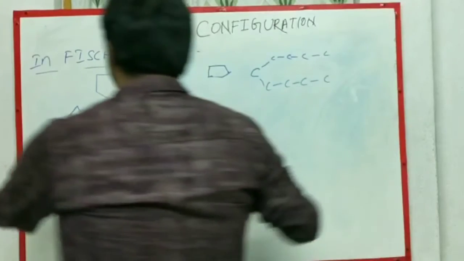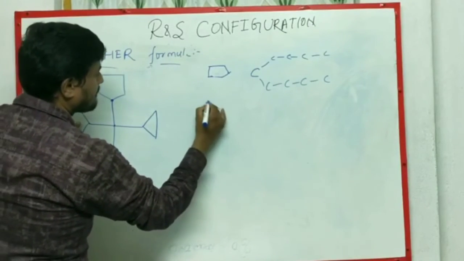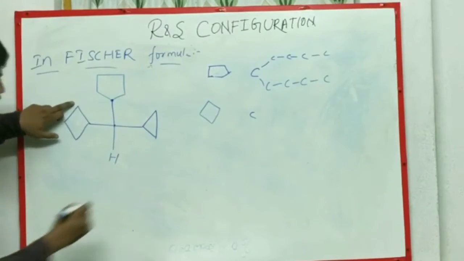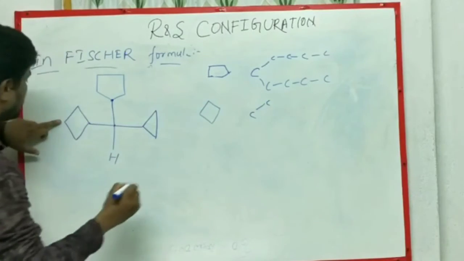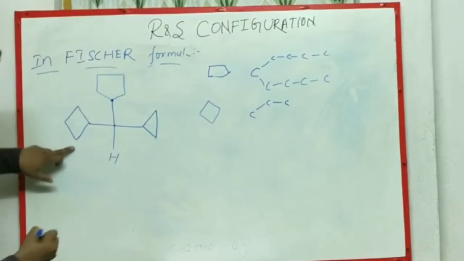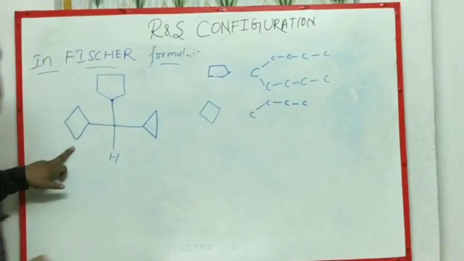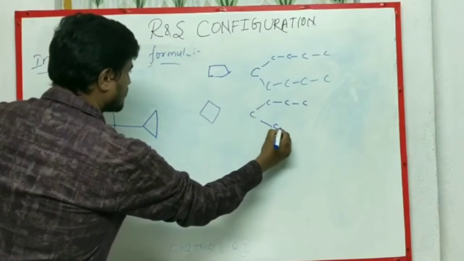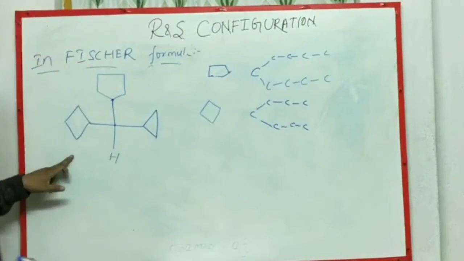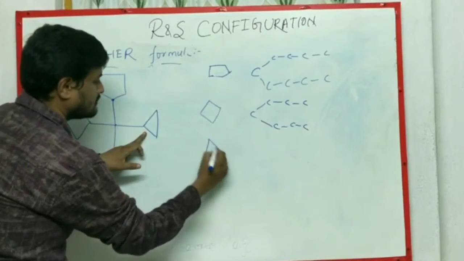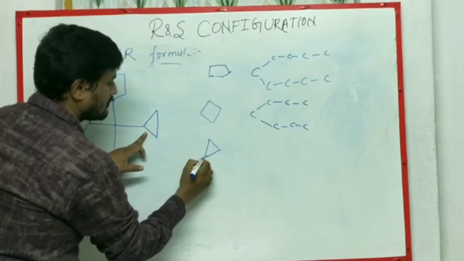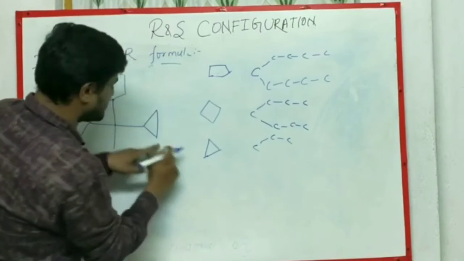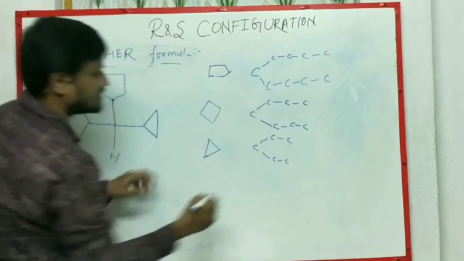Okay, in the case of cyclobutyl, this carbon to the next carbon, next carbon. Again from this, carbon, carbon, carbon. In the case of cyclopropyl, carbon, carbon, carbon. In this direction, carbon, carbon.